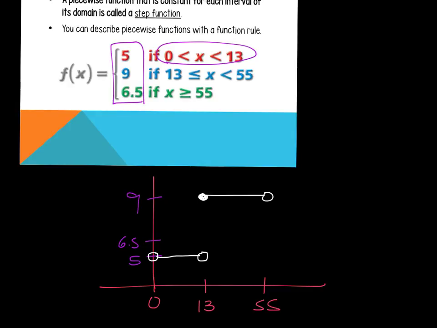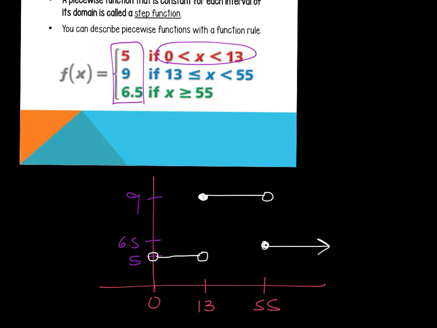And then from 55 and beyond, the value is 6.5. So this is how you would graph a stepwise function. We're going to get into piecewise in a little bit. Actually, I'm going to save the graphing part of it for tomorrow, but just so you can get an idea.